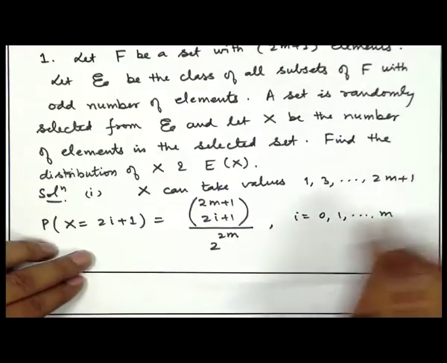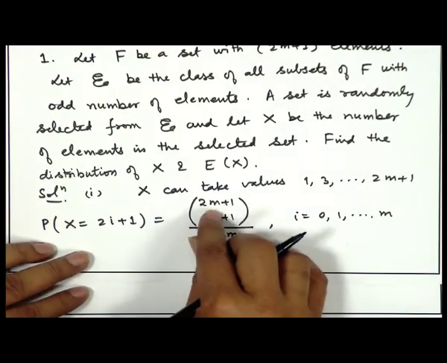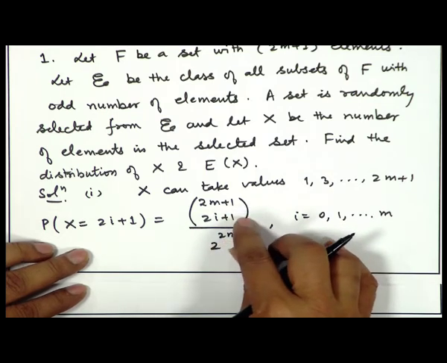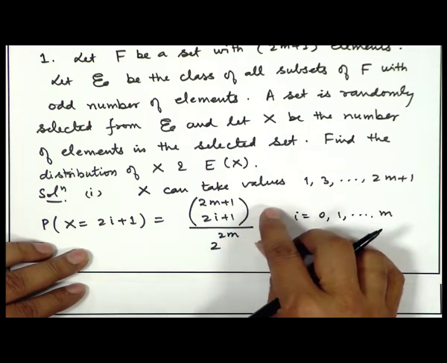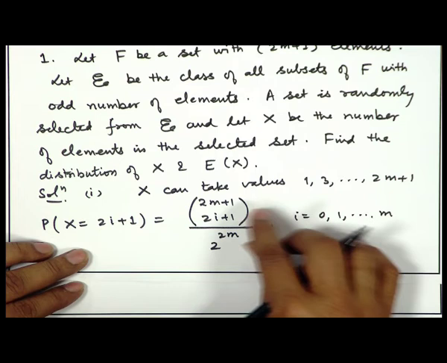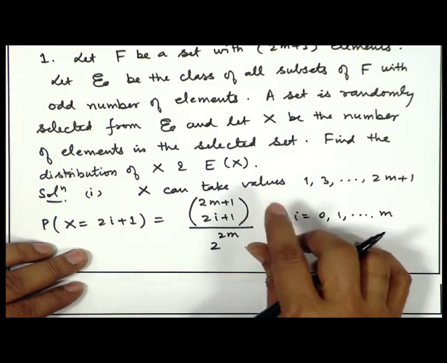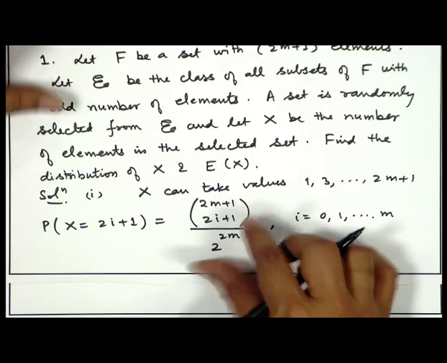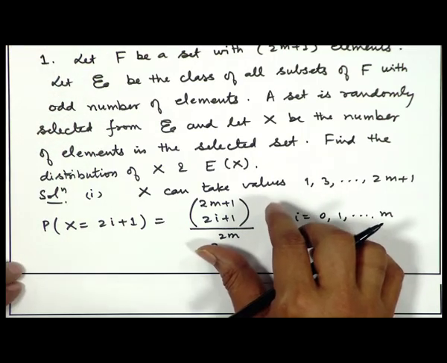Why must the sum be 1? You can see, if we add 2m plus 1 C 1 plus 2m plus 1 C 3 plus 2m plus 1 C 5 and so on up to 2m plus 1 C 2m plus 1, then the sum is equal to 2 to the power 2m. So, this is a proper probability distribution.